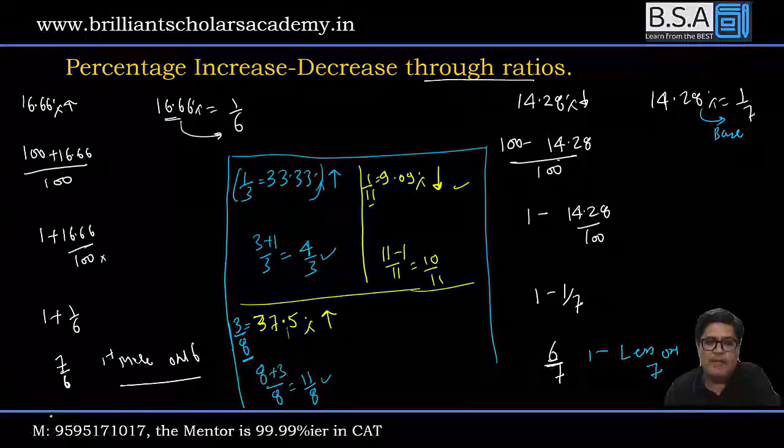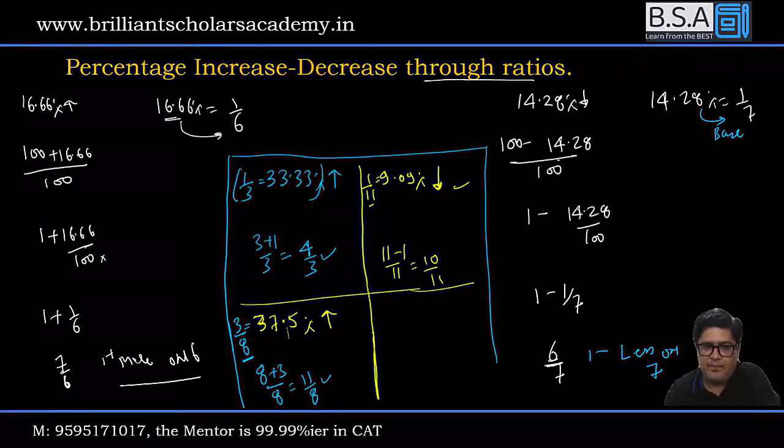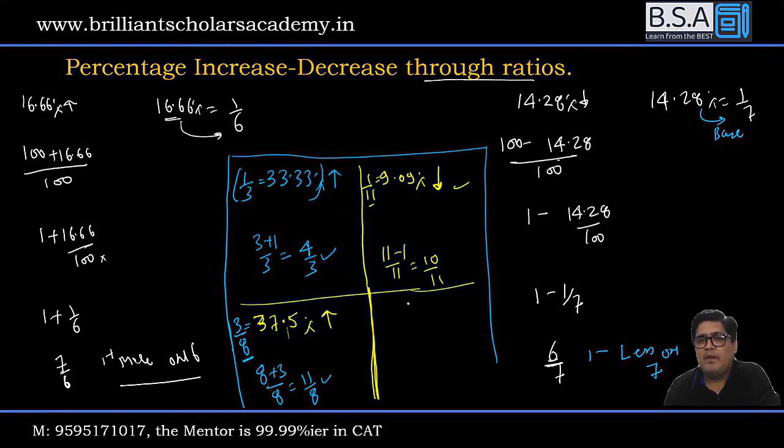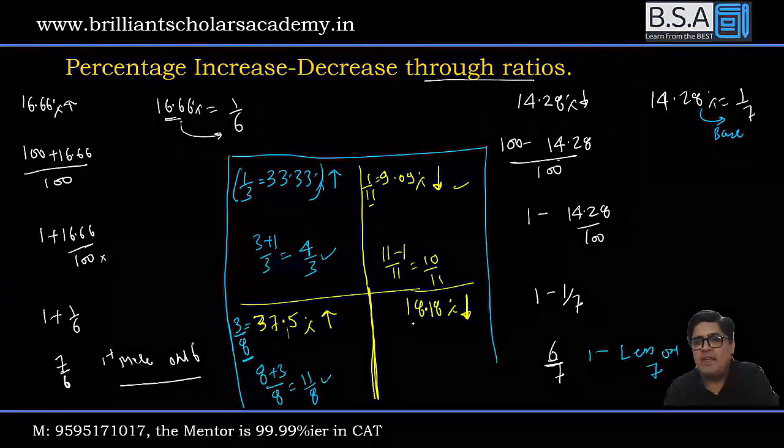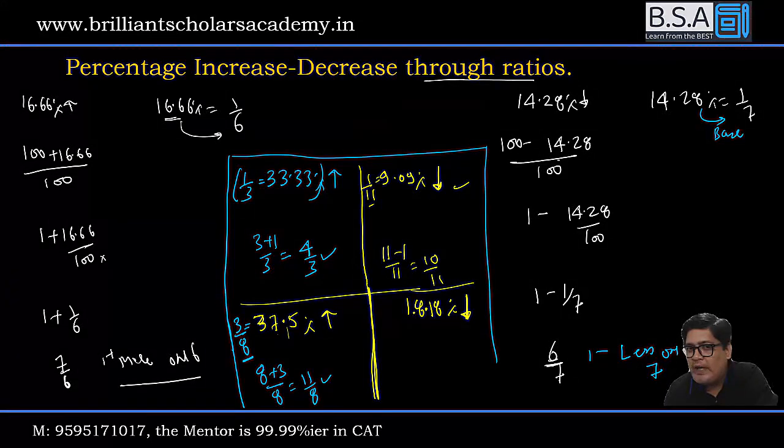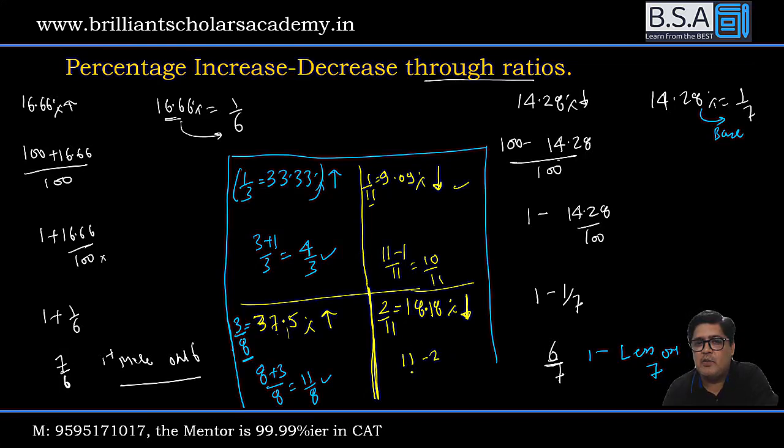Let us take one more example. थोड़ा सा डिफिकल्ट लेते हैं. 18.18%. I want from you the decrease factor. What is 18.18? Does it look like 2 into 9? So do you remember when they are multiples of 9, denominator becomes 11. अभी कम करने का है. On top of 11 I will decrease 2 numbers.